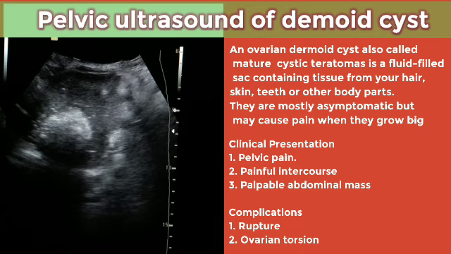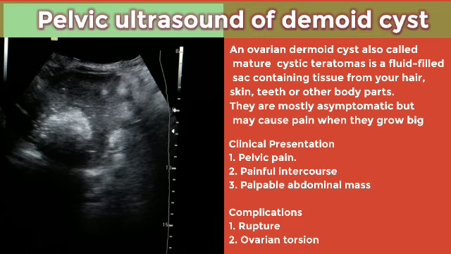Another complication is ovarian torsion. Dermoid cyst can cause ovarian torsion when it grows very big. This can cause the ovary to twist along its supporting tissues, leading to vascular compromise.